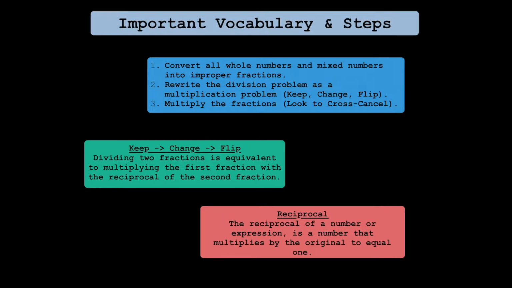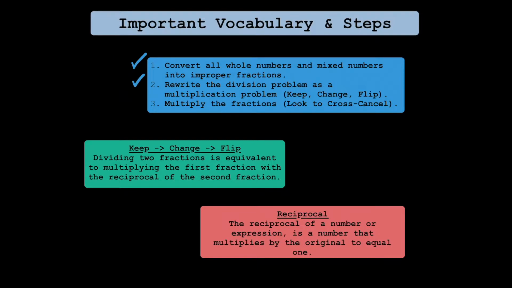Let's go over some important bits of information before we start some examples. First, it's important to understand that when dividing fractions, we're going to convert all whole numbers and mixed numbers into improper fractions. If you see a whole number like 4, we're going to have to convert it into an improper fraction like 4 over 1. And if you see a mixed number like 2 and 2/3, you're going to have to remember to convert that into something like 8 over 3.